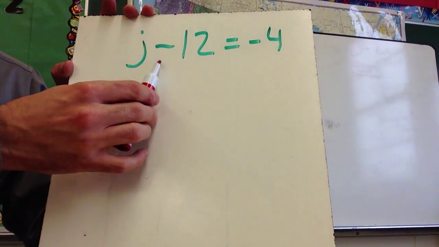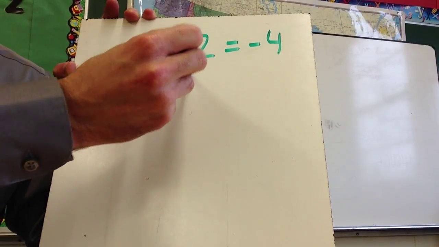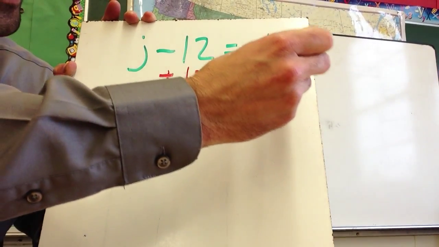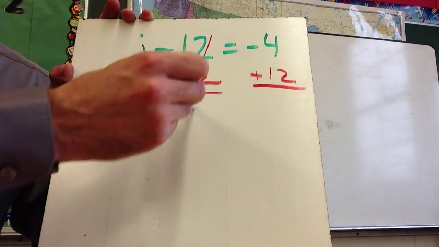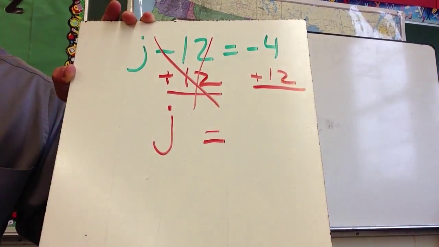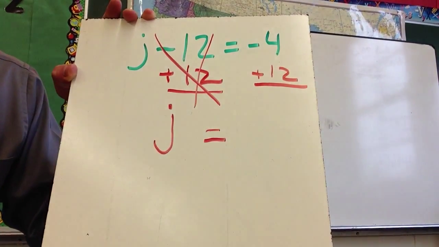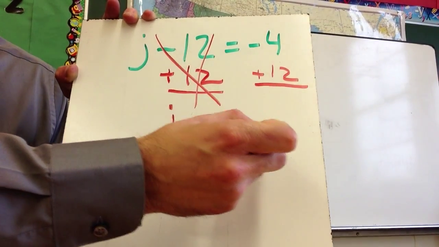So in this particular problem, you have a negative 12, or subtracting 12, and the opposite of negative 12 is positive 12. So I'm going to add 12 to this side, and I'm going to add 12 to this side. Now negative 12 plus 12 means that this will cancel out, so I am left with just the j, which is what I wanted to do, was to isolate the j, isolate the variable. Negative 4 plus 12, if you remember from our last lesson, this is going to be positive 8.